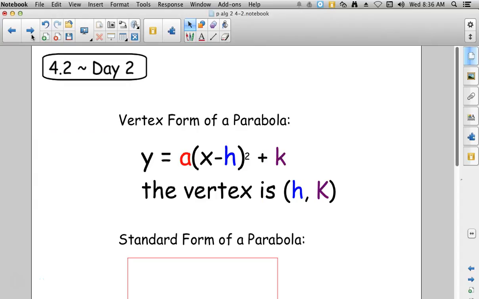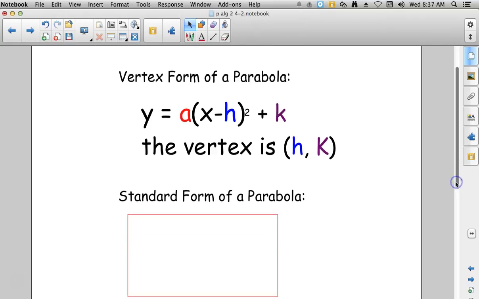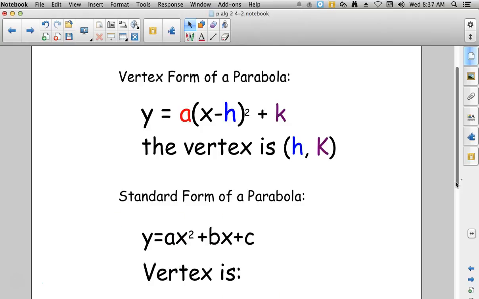Vertex form, we already know. Y equals A, parentheses x minus h squared plus k. Love that one. Vertex is hk. We graph these by first just getting our parent function with A and then just counting to move it. That's what we do. Vertex is hk. But often if it's a word problem, this vertex is probably our answer and we won't need to go any farther than that. But our standard form is y equals ax squared plus bx plus c.